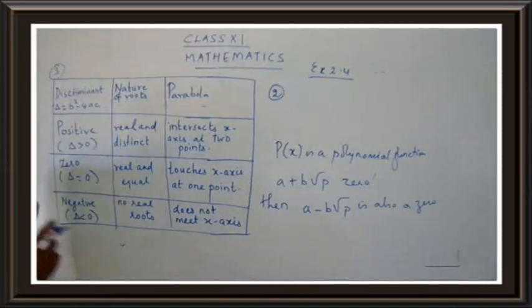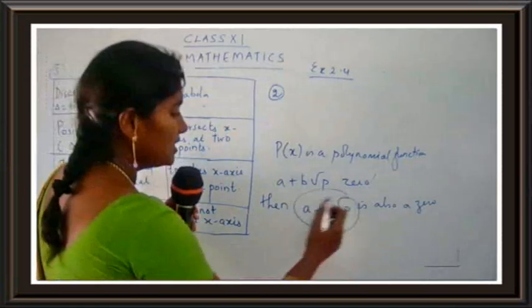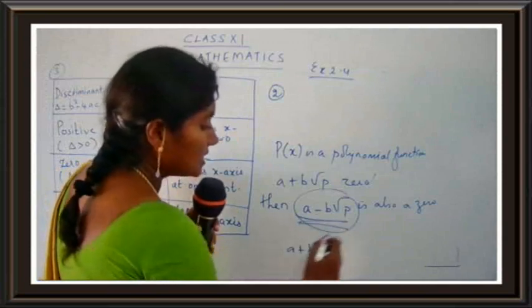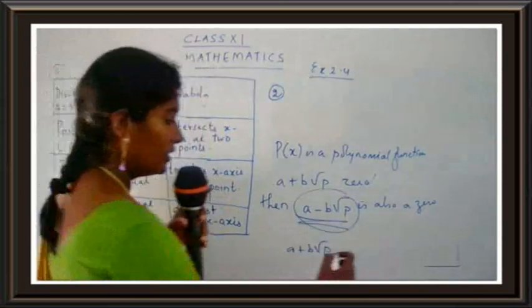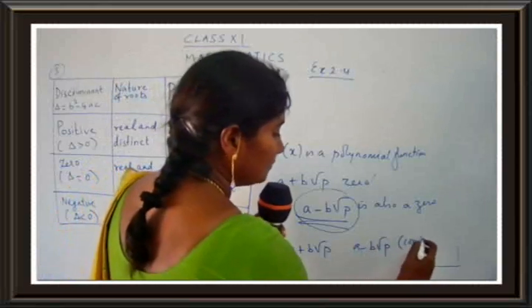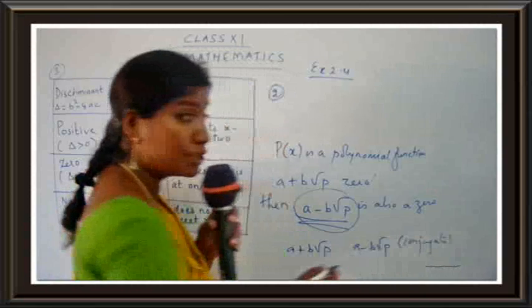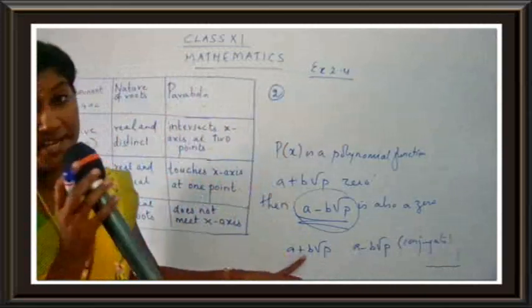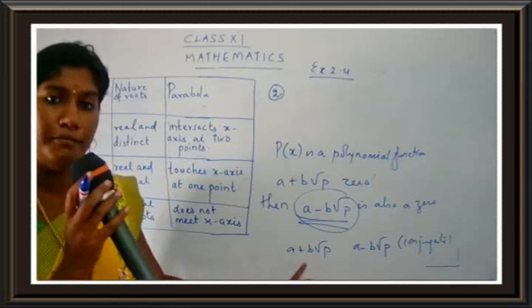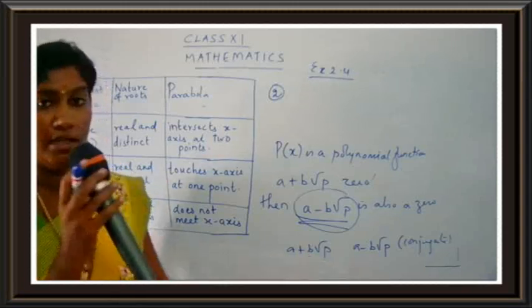Now what is this a minus b root p called? If you have a number a plus b root p, a minus b root p is the conjugate part. How do you get the conjugate? Just change the sign, that's all. You change the sign of the second term, and you get the conjugate.